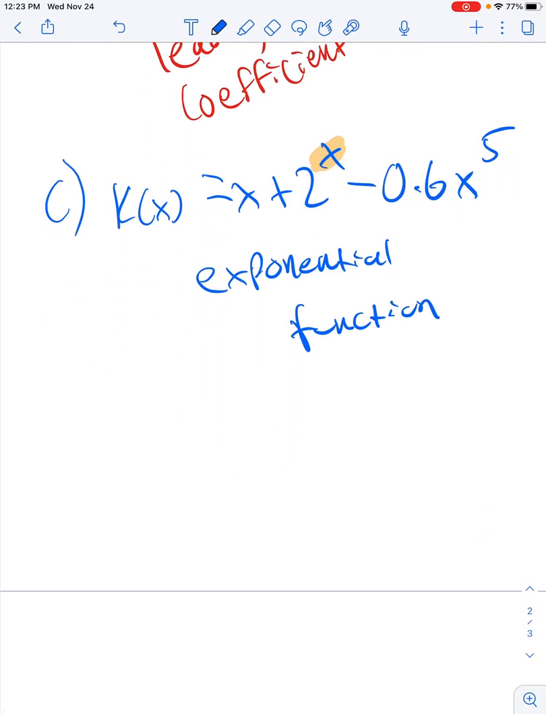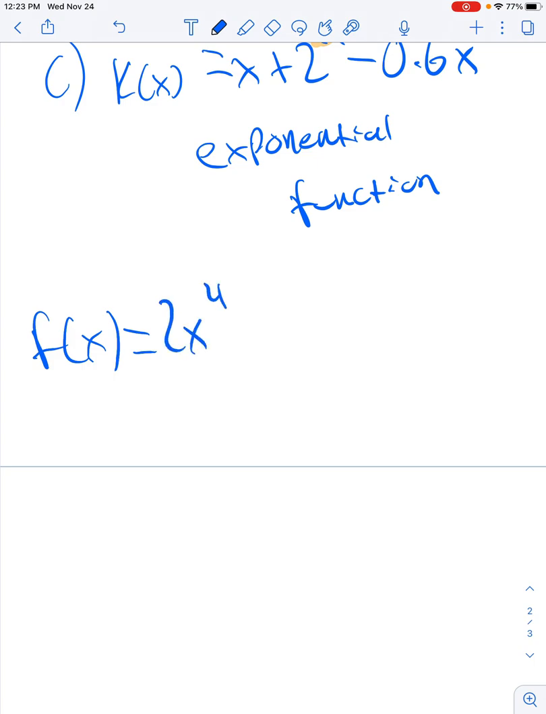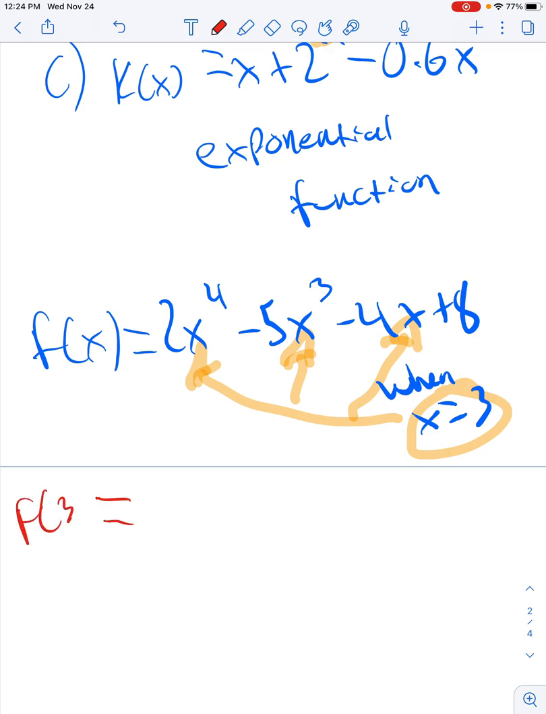So again, one of the ways that we can evaluate polynomial functions is with direct substitution. If I take the formula f of x equals 2x to the fourth minus 5x to the third minus 4x plus 8, and I want to find when x equals 3, every time I see an x, I'm going to plug in this 3. So I'm going to rewrite this equation, again trying to find when x is 3.